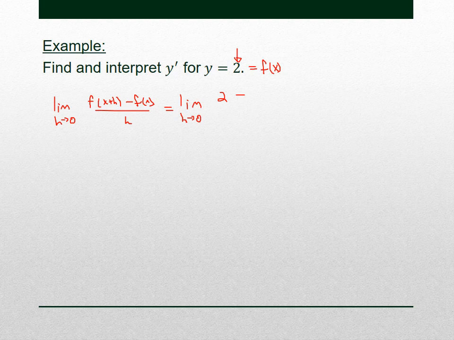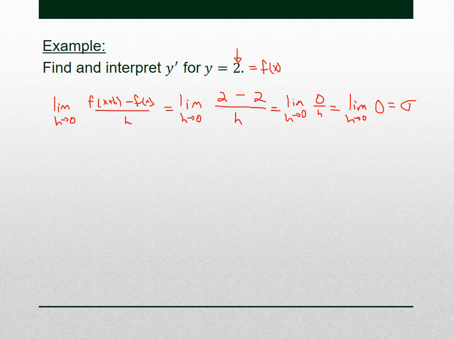And so is f of x. And 2 minus 2 is 0. So this is the limit as h goes to 0 of 0 over h. But 0 over h is just 0. So before we take the limit, we can simplify that to say the limit as h goes to 0 of 0. And now it doesn't matter what h is doing. That's always 0.